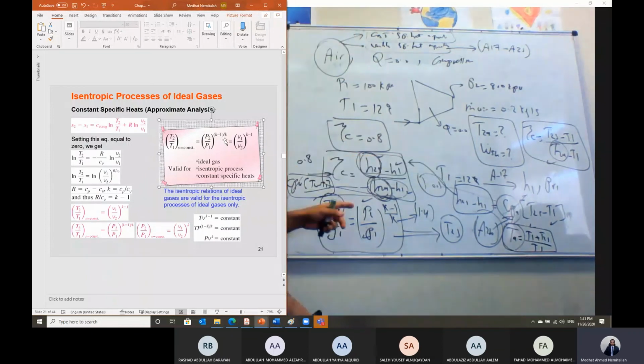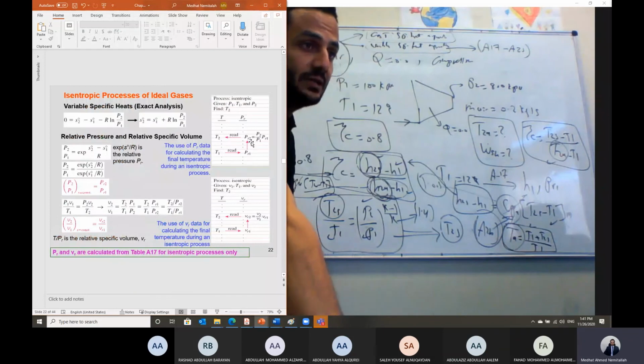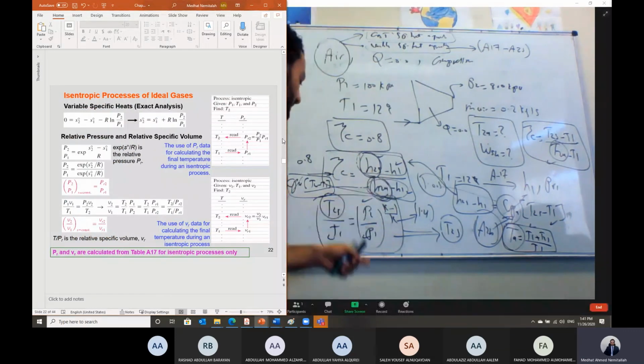If we have an isentropic process from 1 to 2S, we have either the constant specific heat approach, where I can apply this relation to calculate T2S, then calculate delta H equal to Cp delta T. Or using table A17 with the temperature, you can get P relative 1, then calculate P relative 2, and based on this we can calculate H2S. Then you can substitute here, get H2 actual, and from table A17 get T2 actual.